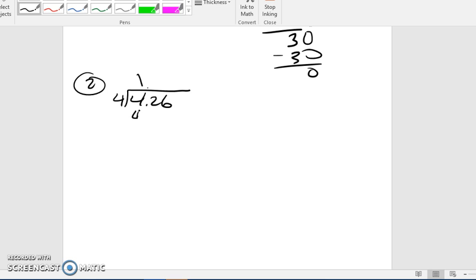1 times 4 is 4. Subtract, we get our 0. Bring down our next number. How many groups of 4 can you take out of 2? None. So we're going to get a 0 up there. So 0 times 4 is 0.